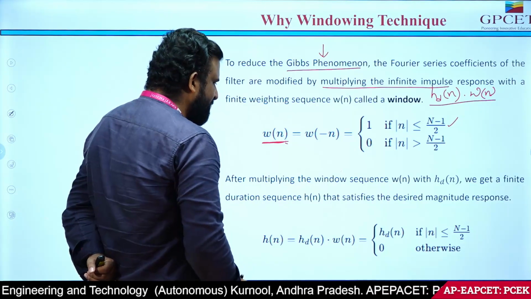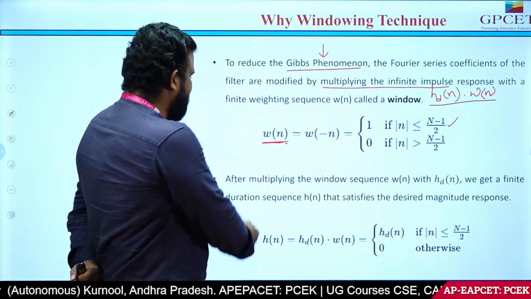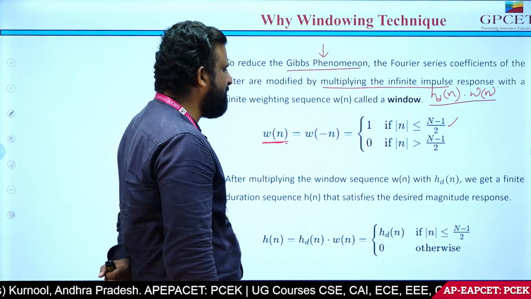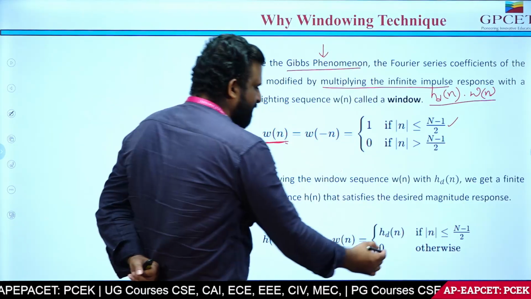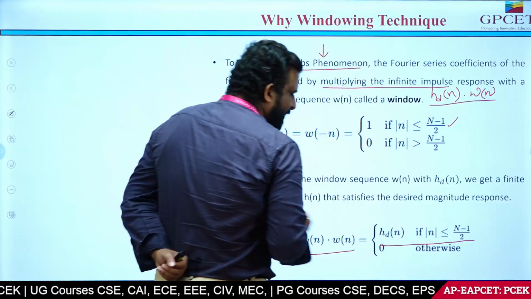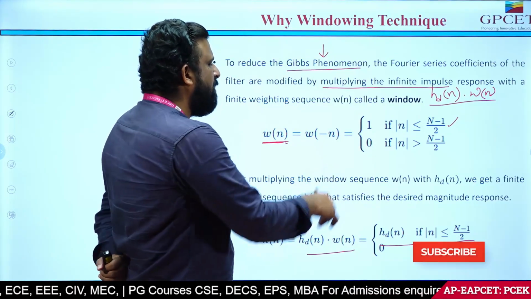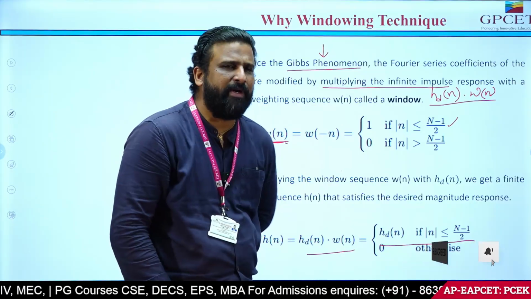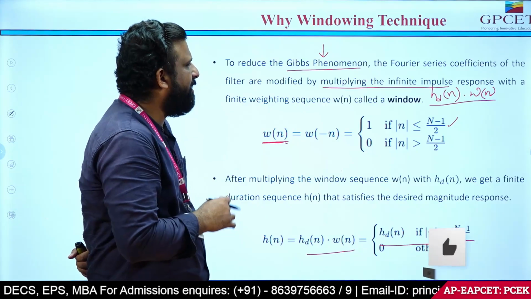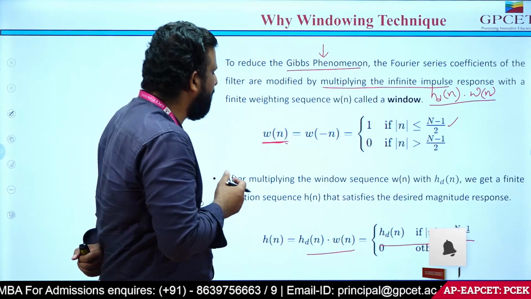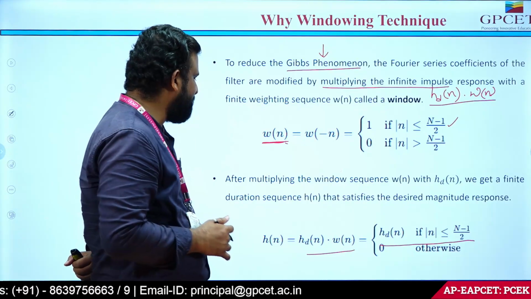This windowing function is going to multiply with hd of n, so that I am going to get h of n. After multiplying the windowing sequence w of n with hd of n, I am going to get a finite duration sequence h of n that satisfies the desired magnitude response for mod n less than or equal to (N minus 1) by 2. So this is the simple mathematical representation of the windowing technique, how it multiplies with the desired impulse response to get the finite impulse response h of n.